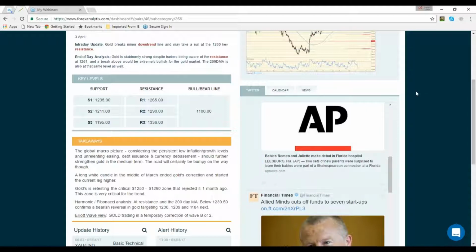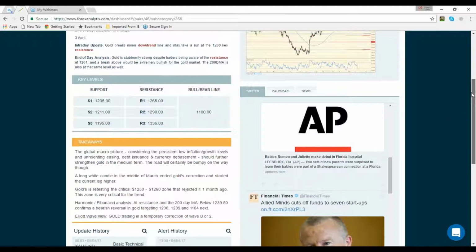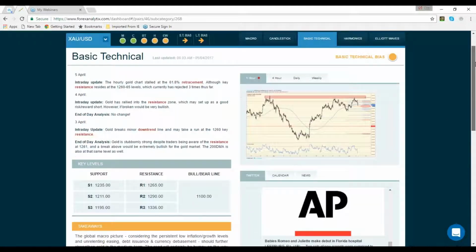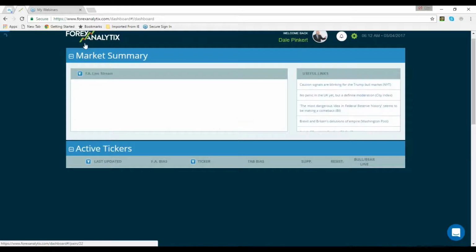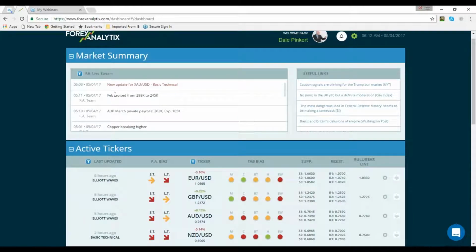Okay. So again, there's an example of Canada, but as a subscriber, if you have this on and you have phone apps now, you're going to get all these alerts in the ForexAnalytix live stream. This is all breaking higher. This is all chronological. The first one you see is the most recent.